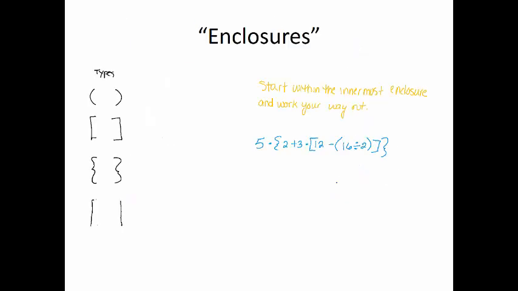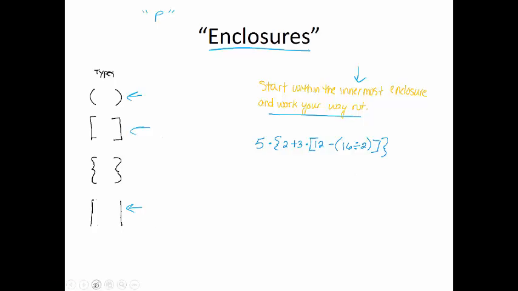Alright, so let's talk about what we mean by enclosures. When we are talking about the order of operations, we're calling them parentheses, the first step that we are using, and it really means any kind of enclosure. They might be parentheses, brackets, they could even be absolute value signs. Any kind of enclosures are what we mean when we say parentheses. You're going to start with the innermost enclosure and then work your way out.